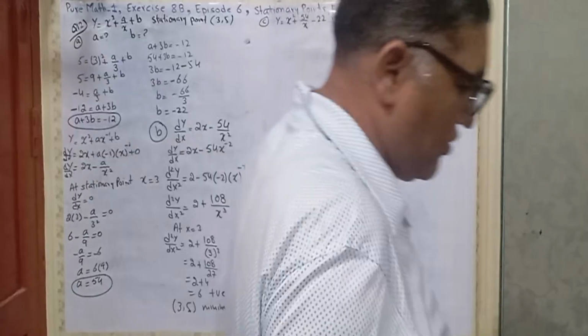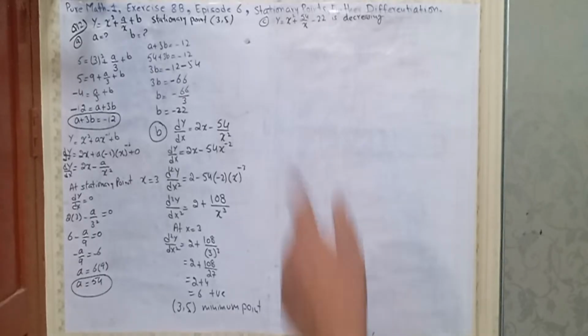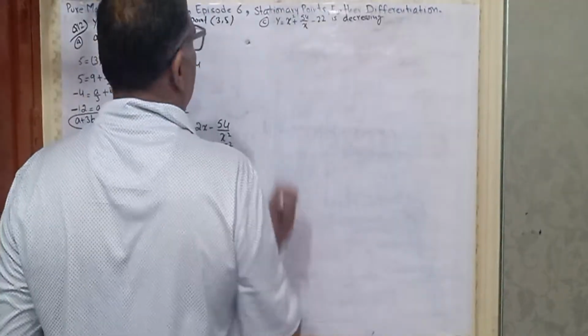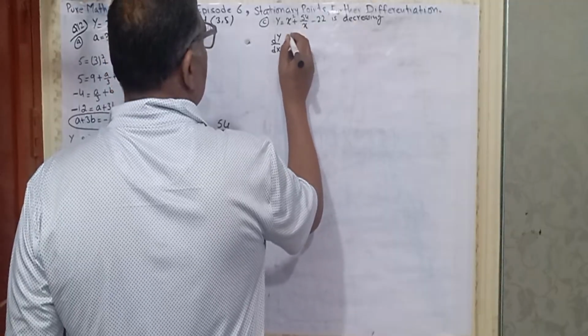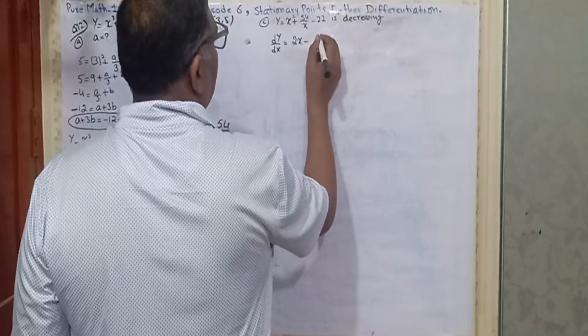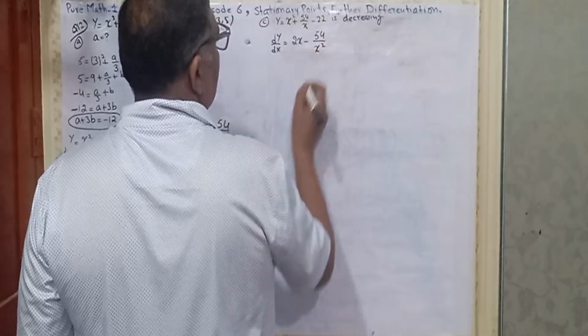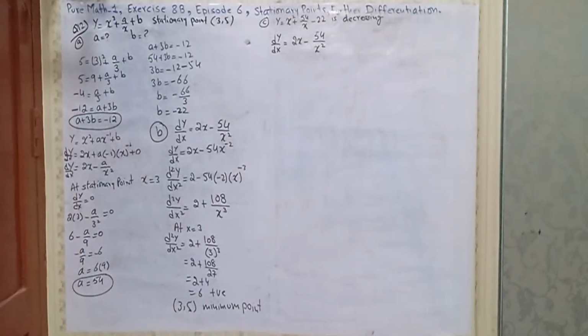You know that the function will be decreasing when its dy by dx is negative. If dy by dx is negative, the function will be decreasing. Now we know dy by dx, that is here. We already know that dy by dx is equal to 2x minus 54 by x squared. When this is negative, then that function is decreasing.